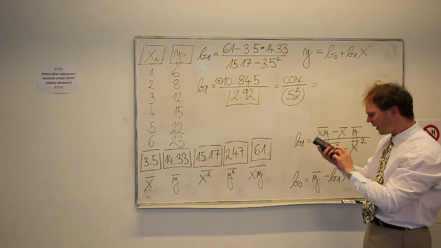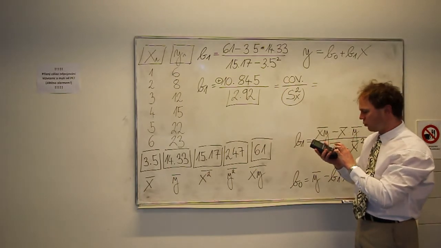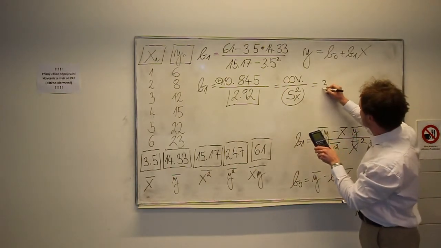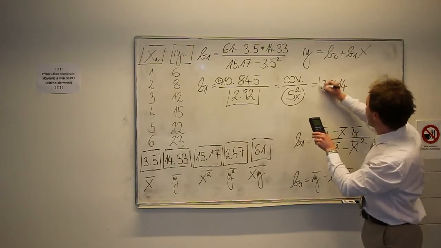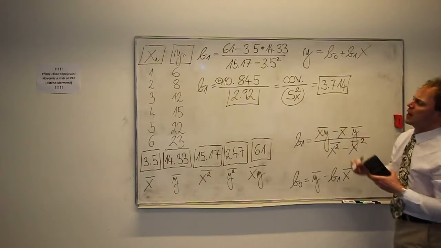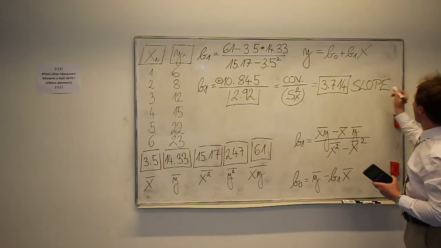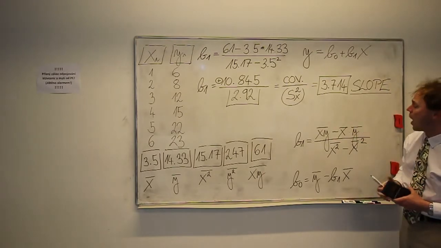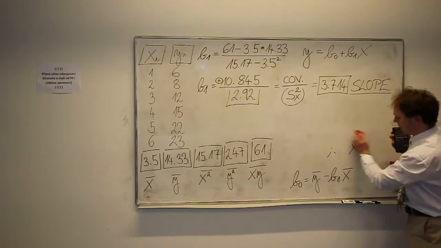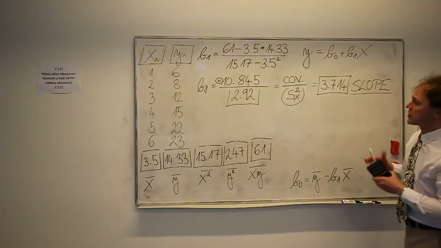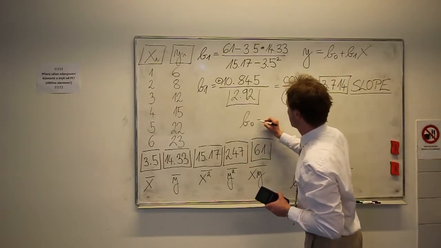So, 10.845 divided by 2.92, and the result is 3.714. So this is the calculated slope of the regression line, yes? The slope of the regression line. Perfect. We can continue with calculation of intercept, with calculation of B0.